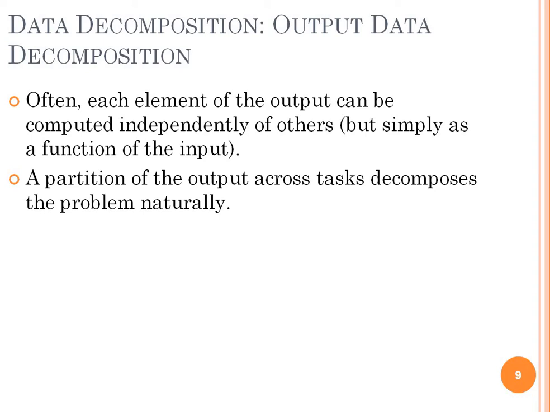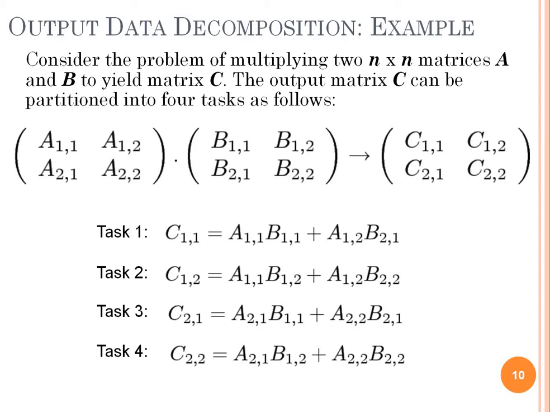Here, often each element of the output can be computed independently of others, simply as a function of the input, and partitioning of the output across tasks decomposes the problem naturally. We will see one example of matrix multiplication. Consider the problem of multiplying two n by n matrices, say A and B, to yield a matrix C. Here C is the resultant matrix. The output matrix C can be partitioned into four tasks as follows.